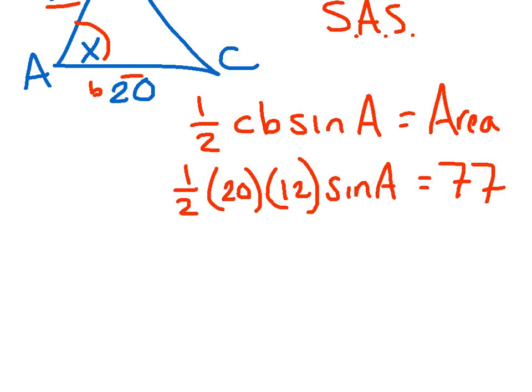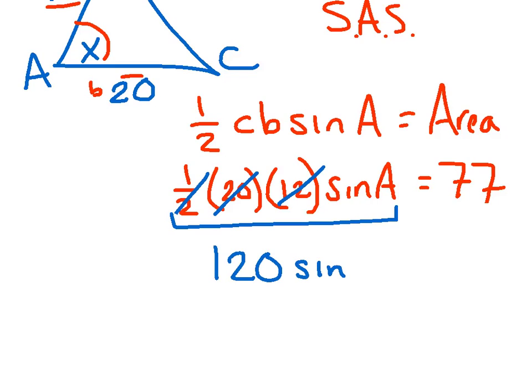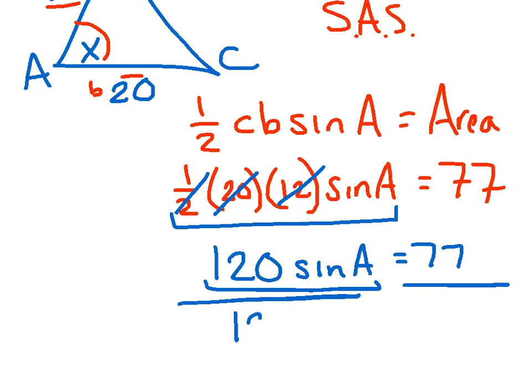All right, so just take your time here. Let's talk about what's glued together. These guys are all stuck together, so I'm just going to take those numbers and multiply. Let's see, half of 20 is 10, times 12 is 120. Sine of A equals 77. Now, remember, that's glued together, so to get rid of the 120, I just have to divide both sides by 120.